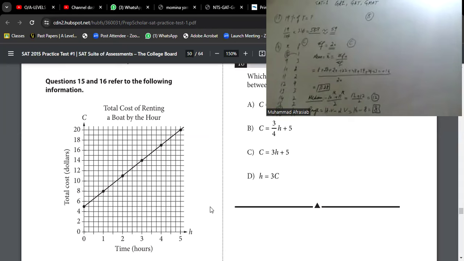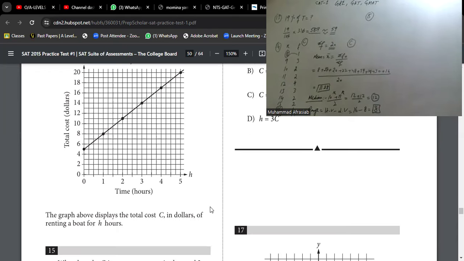Total cost of renting a boat by the hour. C is on the y-axis, which represents the total cost in dollars, and H is on the x-axis, which represents the hours. So it is in between C and H, where if time is 0, so the hour is 0, then the initial cost is 5.